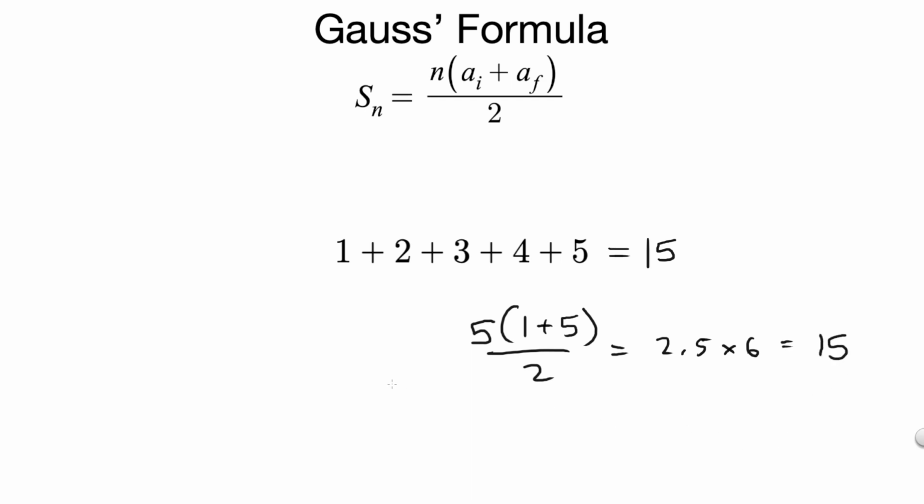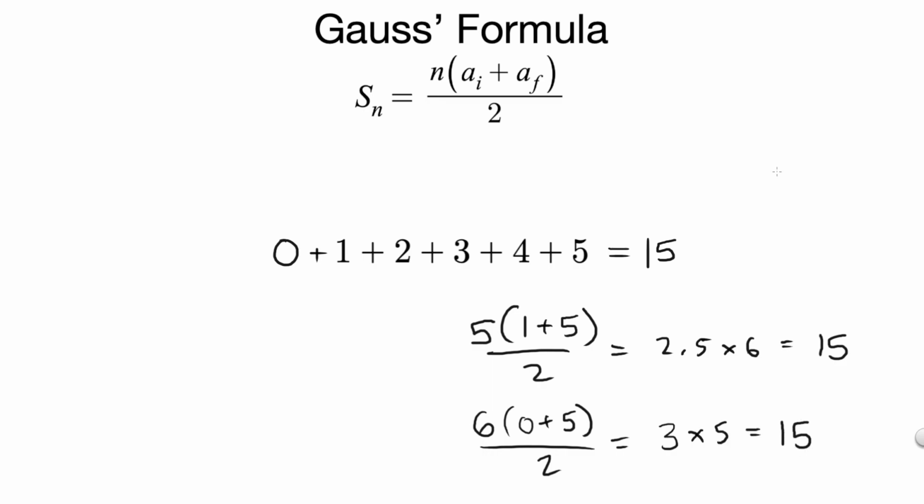However, we can also add a 0 at the front here. Now, we have 6 terms, our initial term is 0, our final term is 5, and we're still dividing by 2. This is 3 times 5, which is also 15. There are many ways of tackling these kind of sequence problems using Gauss's formula.